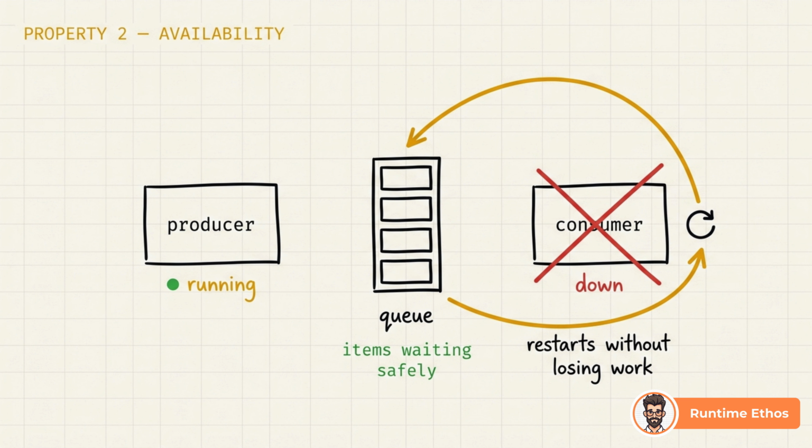Second, availability. The producer doesn't need the consumer to be alive. Work lands in the queue and waits. The consumer can restart, deploy, recover without losing a single message. That's the backbone of at least once delivery. The queue is the persistence layer between two unreliable components.